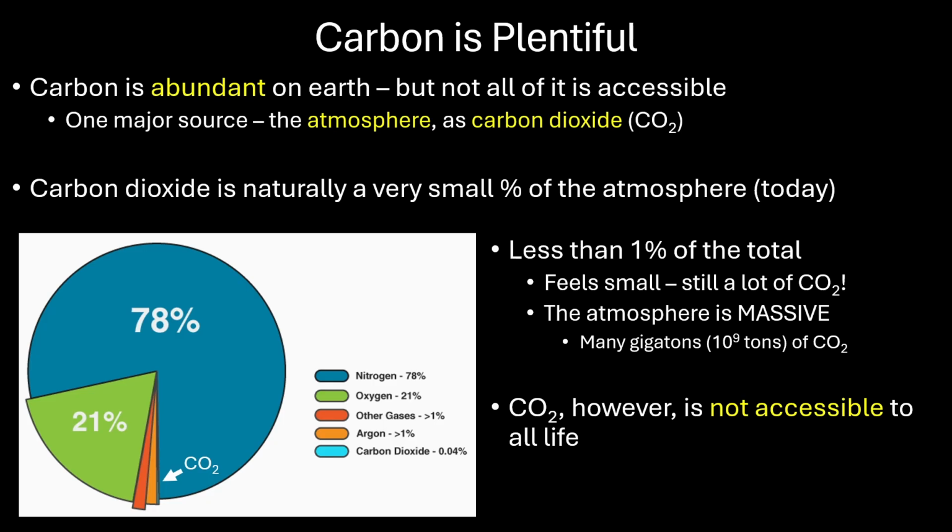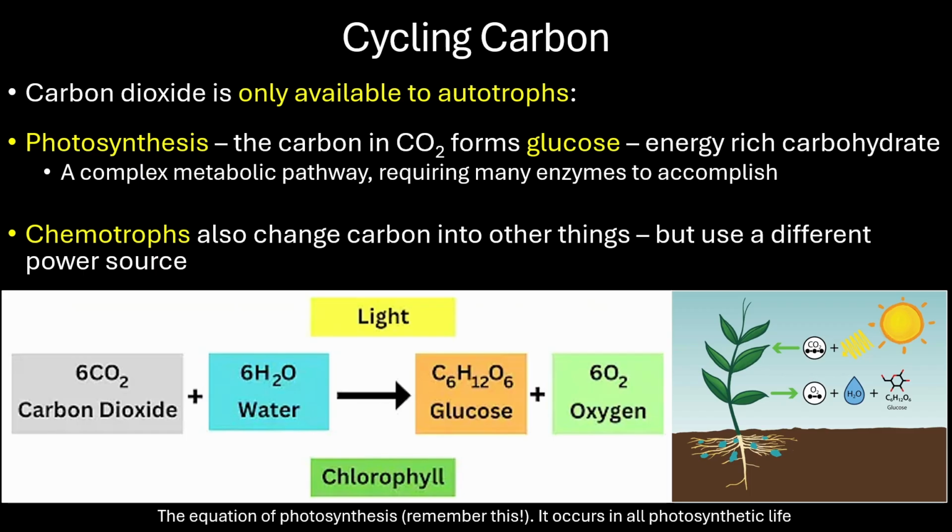Now, carbon dioxide is relatively small as a percentage of the atmosphere. It's really only less than 1% of the total atmosphere content, and that feels very small. But the atmosphere is huge. This is a lot of carbon dioxide. We're looking at gigatons, many gigatons of carbon dioxide, just like raw molecules. But this carbon dioxide is not something that is equally accessible to all forms of life. As we know, carbon dioxide really is not something that heterotrophs can access, like us.